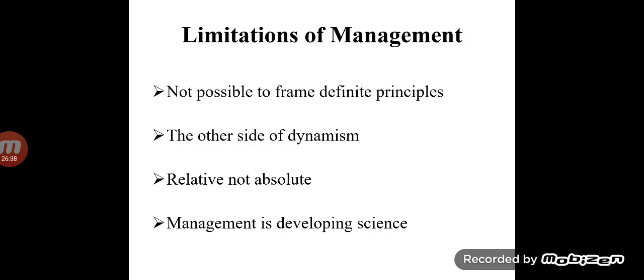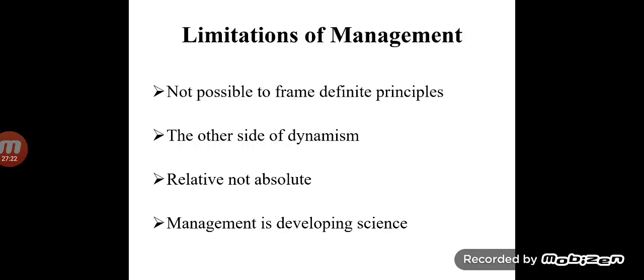So it is a limitation of management. The other side of dynamism means it will not be the same for a longer period of time. It will change as per the situation and as per the demand. So that's why it is a limitation of management that it cannot be the same for a longer period of time. Relative, not absolute. Okay, it is connected with the previous function but not perfectly connected. Whatever work we do, we do it keeping the previous work in mind, but it is not possible for that work to be 100% perfect. So this can be called a limitation.